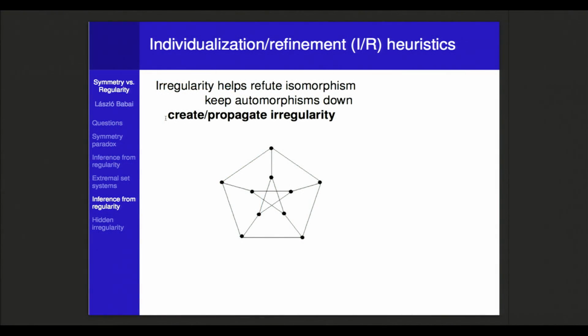All right, so we want to bound automorphisms. Certainly irregularity helps. Irregularity helps refute isomorphism, and it also helps keep a check on the number of automorphisms. Now, if we get a graph where we don't see any obvious irregularity, then one thing we can do is we can create irregularity by individualizing a vertex. So we just put a special color on that vertex, and now the number of automorphisms actually has been reduced by a factor of 10, because there are 10 vertices. And then I can refine this.